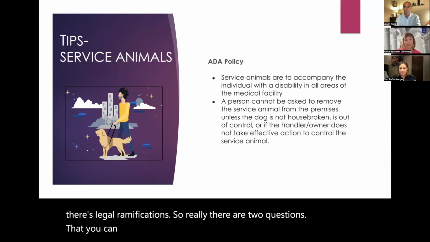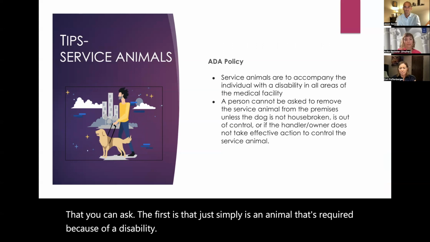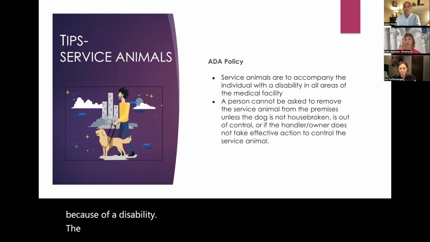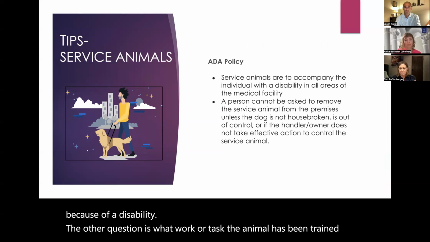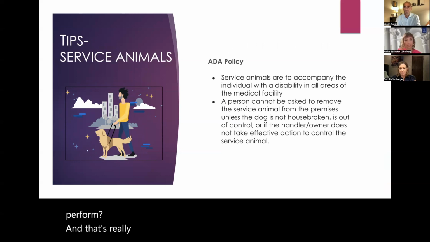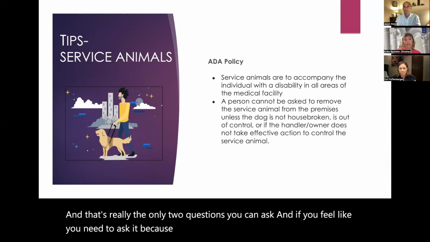The first is simply, is this an animal that's required because of a disability? The other question is what work or task the animal has been trained to perform. And that's really the only two questions you can ask. And if you feel like you need to ask it because it's not obvious, then I also like to follow up with a bit of sensitivity as to why you're asking it.